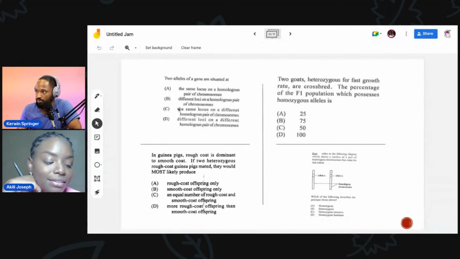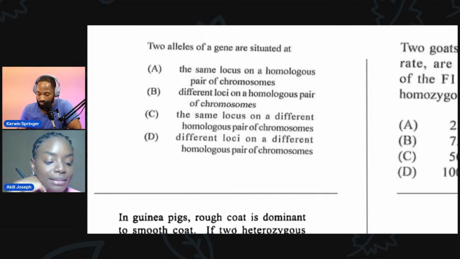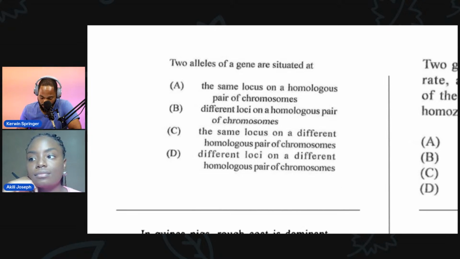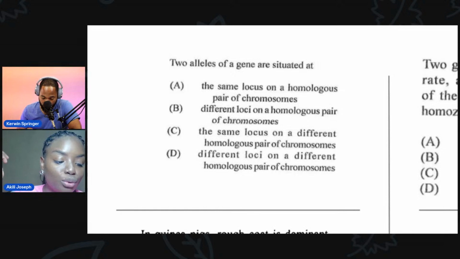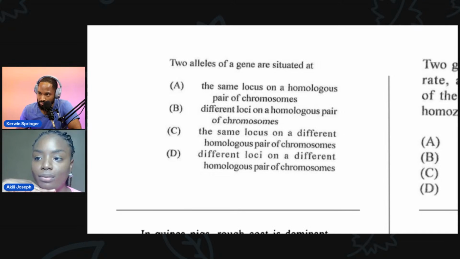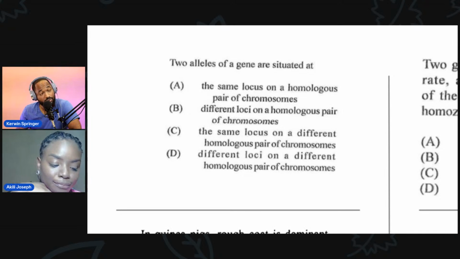Two alleles of a gene are situated at the same locus on a homologous pair of chromosomes, or at different loci on a homologous pair of chromosomes? So locus is the position of a gene on a chromosome. That is what locus is. And the plural of locus is loci. So I'm going to frame you up with that.